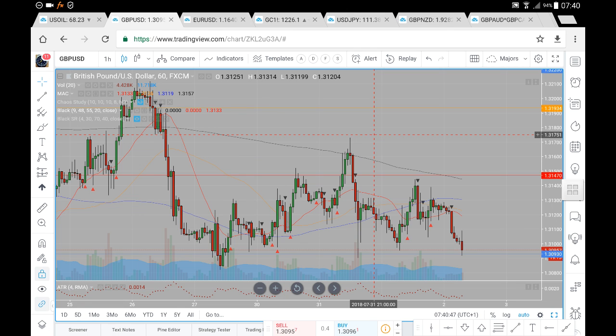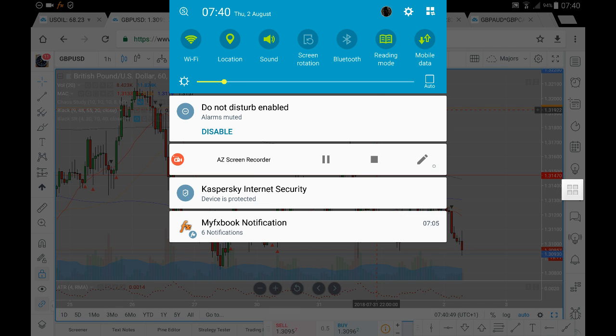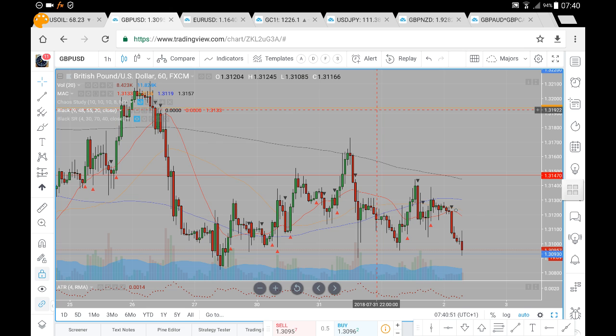So this is pound dollar analysis for Thursday, 2nd of August. Now let's just have a look at what prices have been and where prices may likely go.